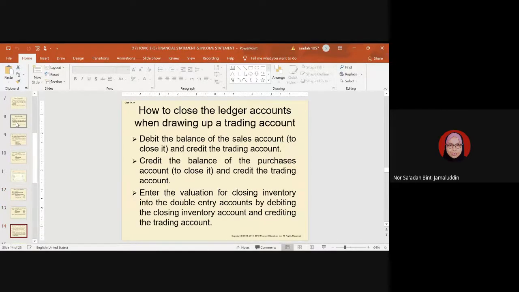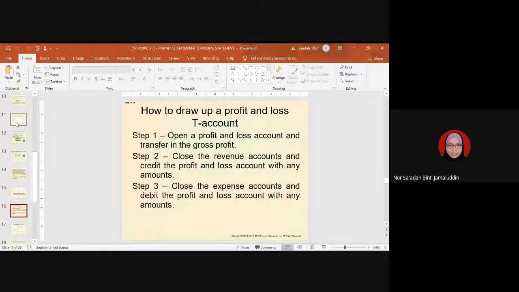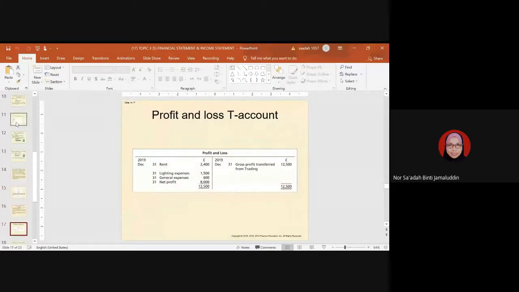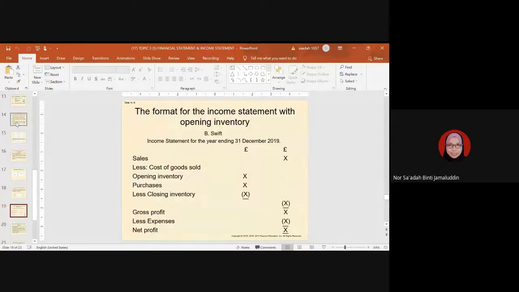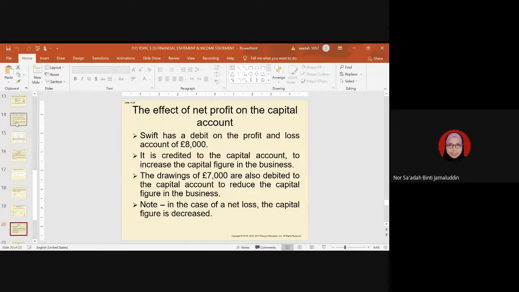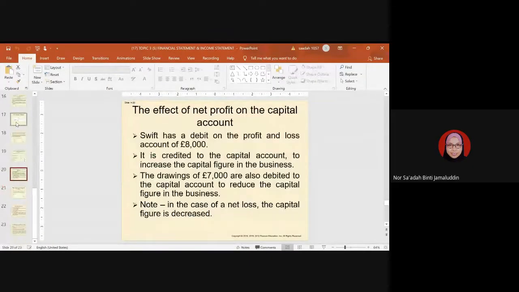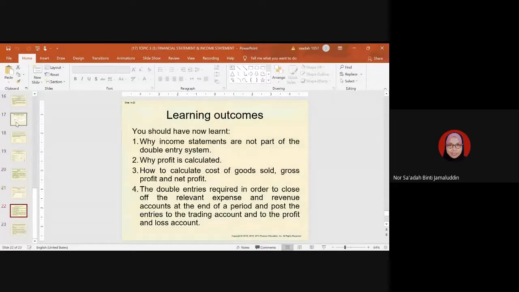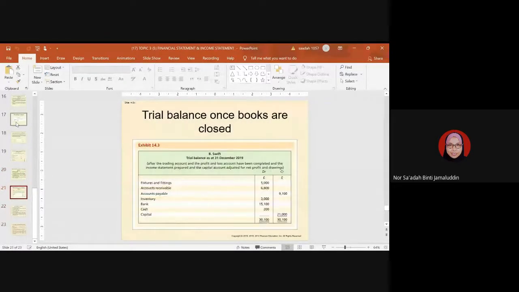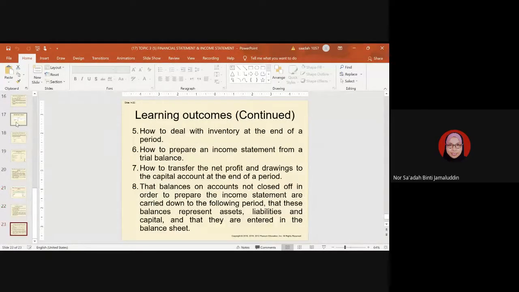So from the ledger, you open the P&L account and draw up your income statement. This is the income statement format as we already showed you in week 2. What is the effect of net profit on the capital account? So from the income statement, you post it into the statement of financial position. Close back the Trial Balance if there are any adjustments and post again. This is on your financial statement.